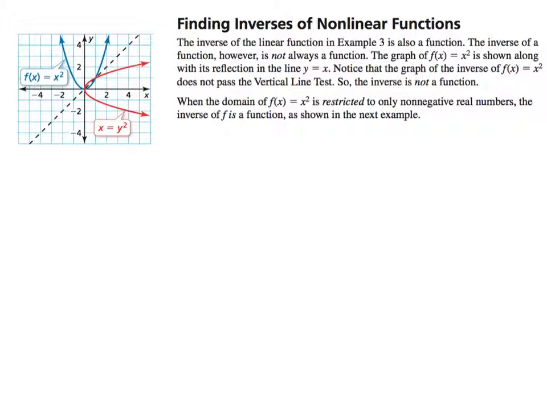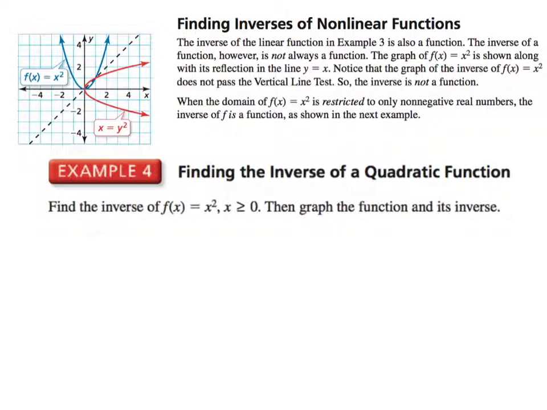So once again, if we have only non-negative real numbers, so here we go. Find the inverse of f of x equals x squared when x is greater than or equal to 0. Notice we have non-negative real numbers. Then graph the function and its inverse. So let's just graph it. But you would only have the positive side of your parabola.